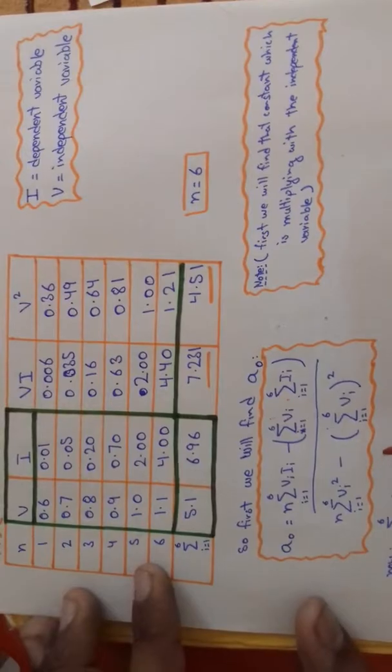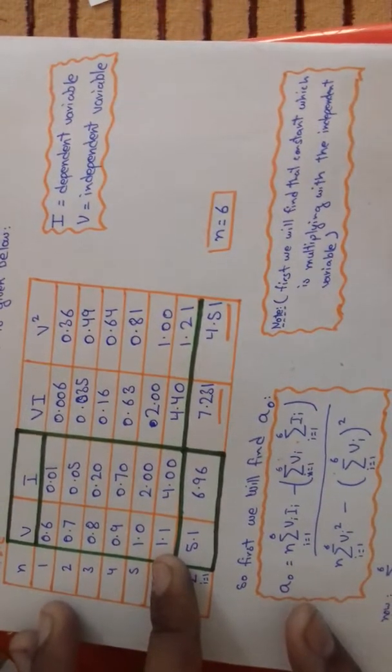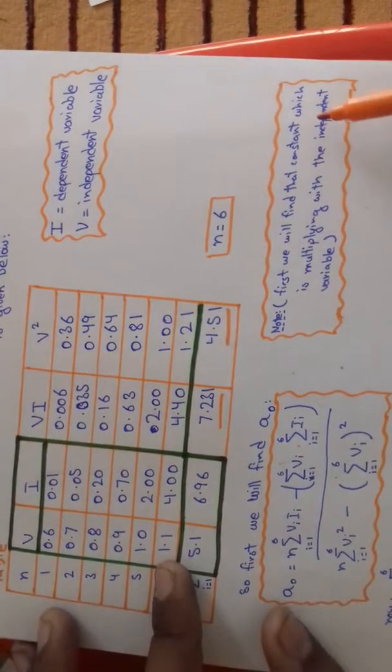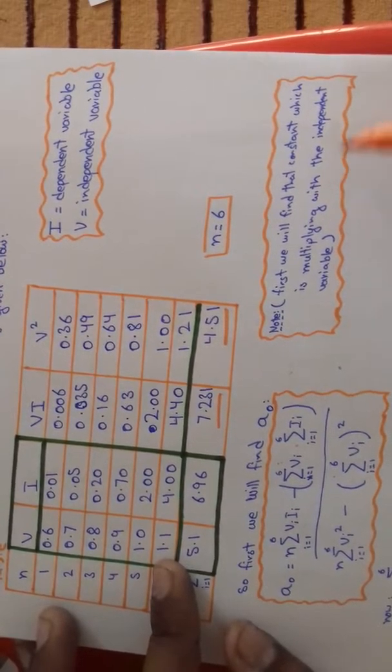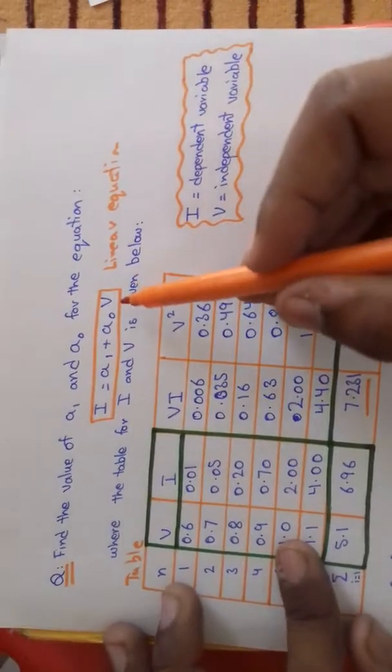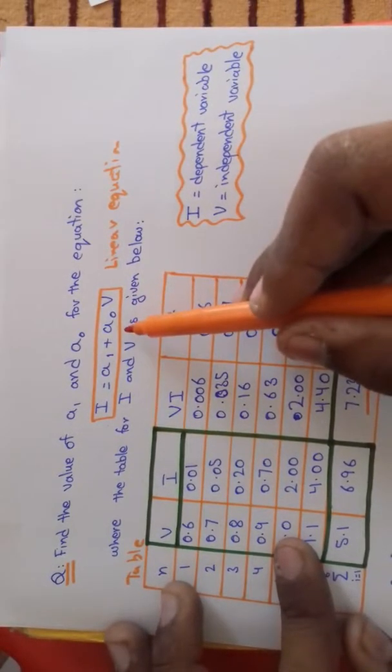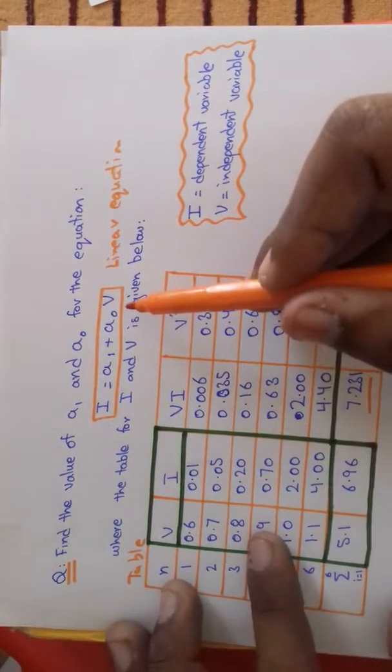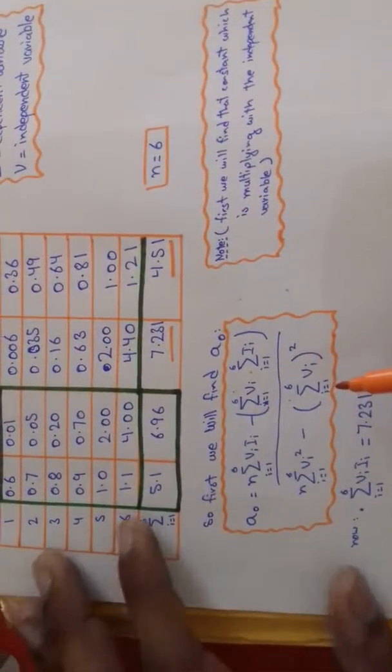Now we have to find the constants. First we will find the constant which is multiplying with the independent variable. In our case the independent variable is v, and the constant multiplying with this variable is a0. So we will first find the value of a0.